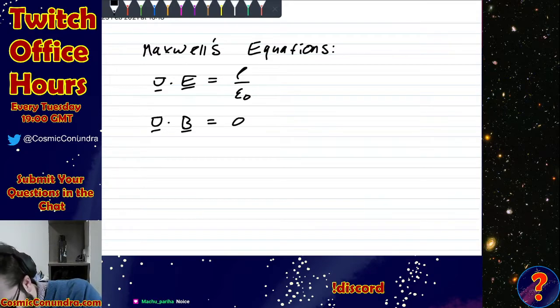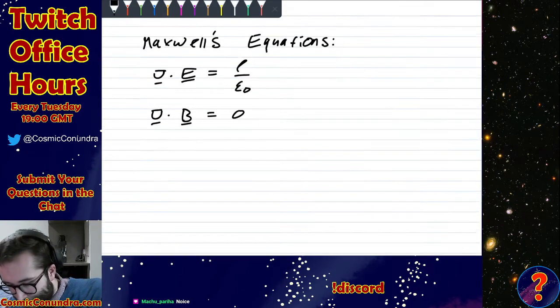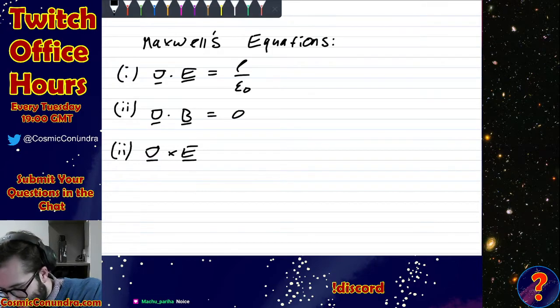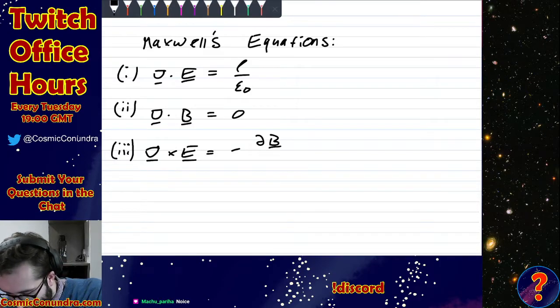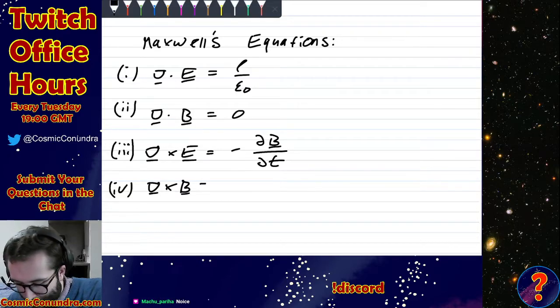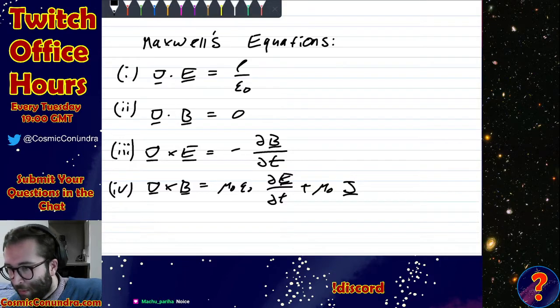That's Gauss's law: the divergence of the electric field is the charge density. The divergence of the magnetic field is always 0, assuming no magnetic monopoles, which is a pretty safe assumption. And then the curl of the electric field is minus dB by dt, and lastly the curl of the magnetic field is mu naught epsilon naught dE by dt plus mu naught J, where J is the current density.